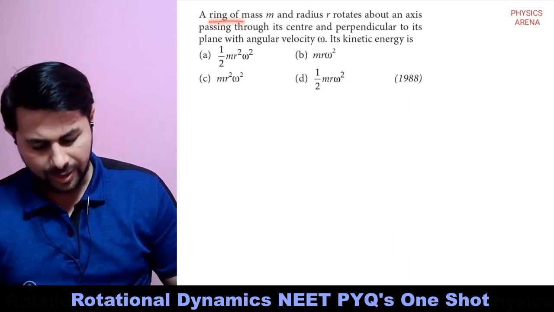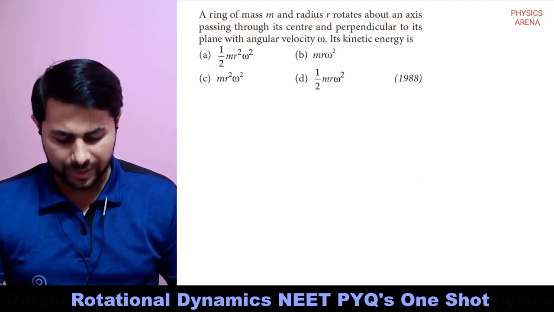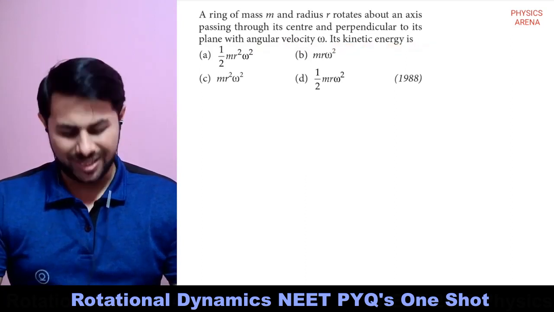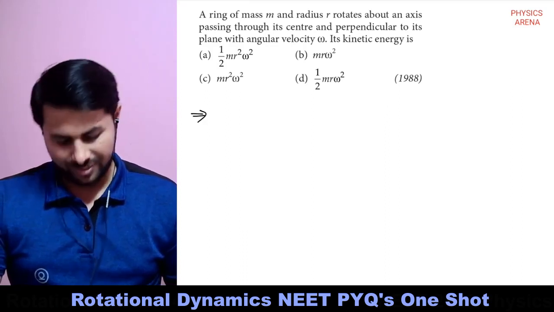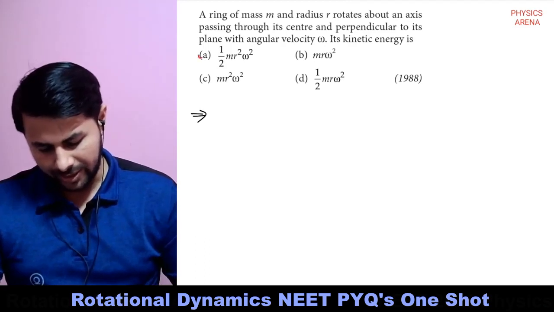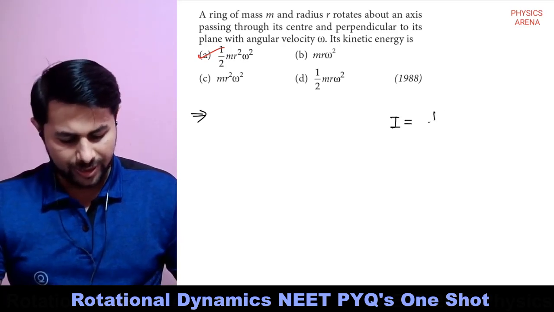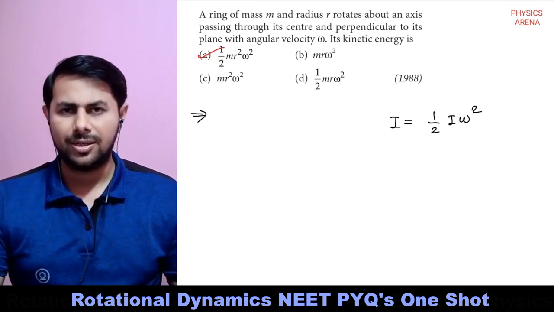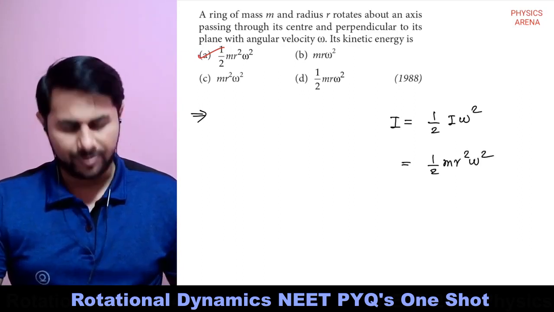A ring of mass m and radius r rotates about an axis passing through its center and perpendicular to its plane with angular velocity omega. Its kinetic energy is. What's the answer? Option A, right? Option A is the answer. Because kinetic energy is half of I into omega square, and for a ring, how much is the moment of inertia? Mr square only. So it's equal to half of mr square multiplied by omega square.